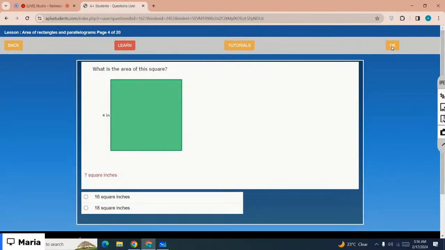What is the area of the square, which is the correct option? The area of the square is side times side, right? You are given 4. Because a square has all four sides equal in length, you do 4 times 4 equals 16. So the correct option is 16 square inches. Option number 1 is the correct option.